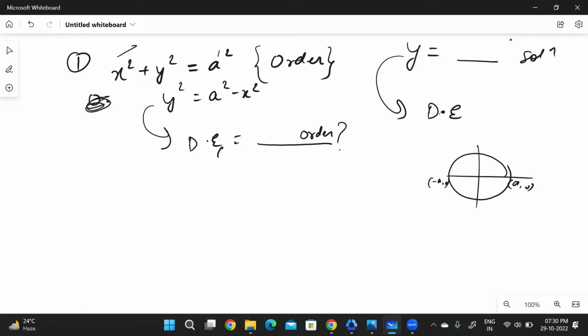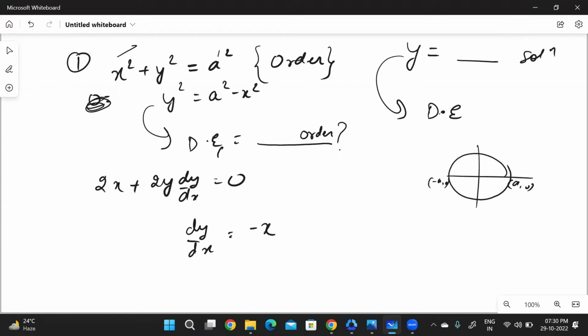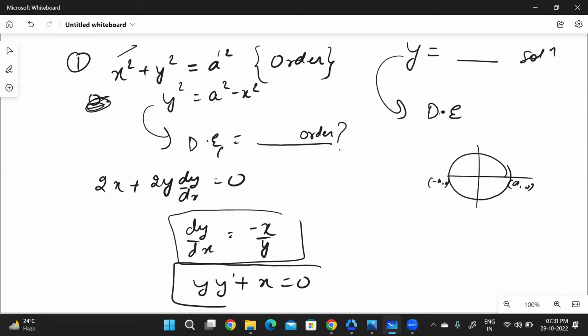Is it 1? Yeah, why 1? Why not 2? Because we only have one arbitrary constant. So we can look at the arbitrary constant and just determine it. For practice, let's make a differential equation out of it too, to check our answer once more. When you differentiate x square, you get 2x, and this is 2y dy by dx, and here we get 0. So dy over dx gives minus x over y. Cross multiplying, we get y dash plus x equals 0.